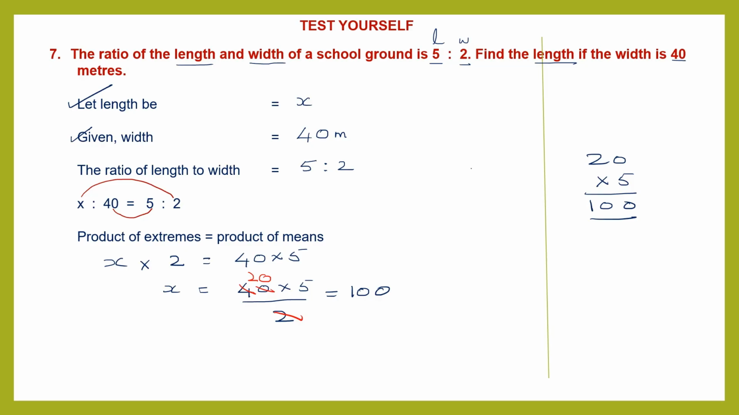And what is x? x is the length. So we have got the length of the school ground to be 100 meters. This is the unit, 100 meters.